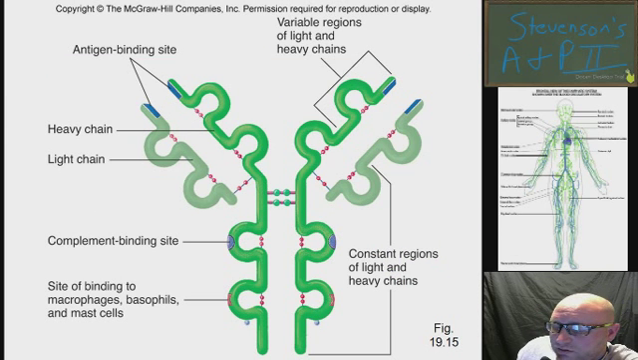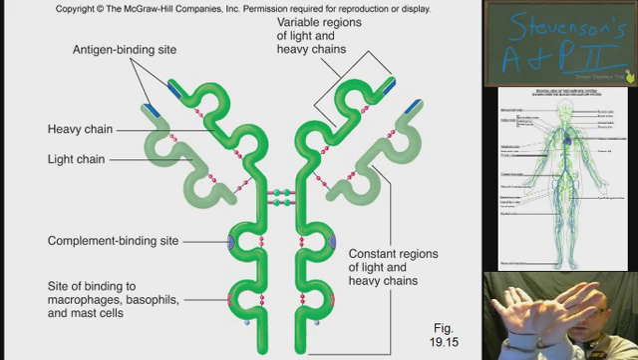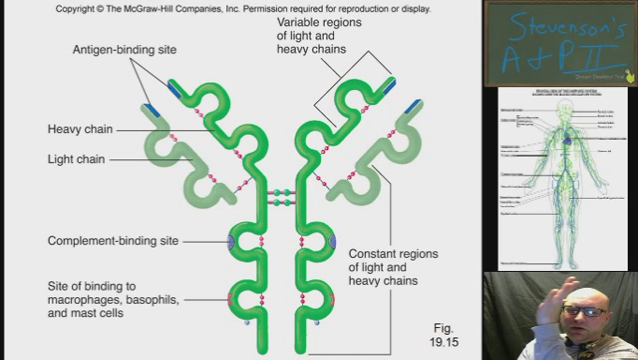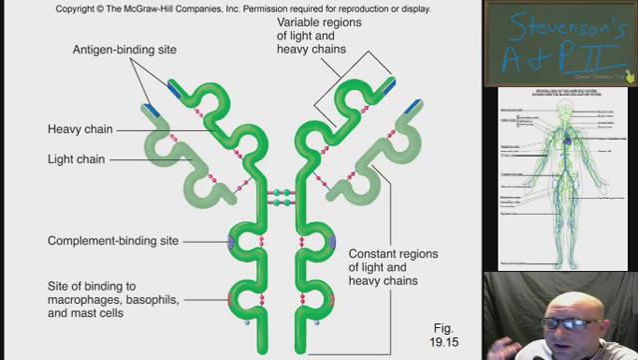Look at our heavy chains and our light chains. The antibody is composed of heavy and light chains. A heavy chain is the big, main part of the Y. Then you have an accessory part that attaches to the top of the Y, and that's the light chain. The complement binding sites are on the bottom part of the heavy chain, the base of the Y. The binding sites for macrophages, basophils, and mast cells also occur in the constant regions of the heavy chain.